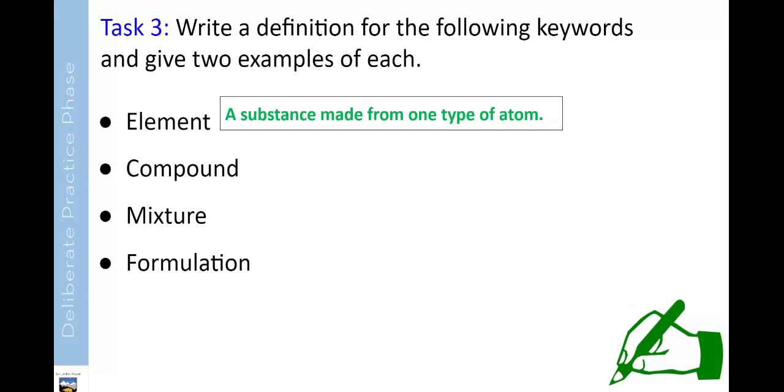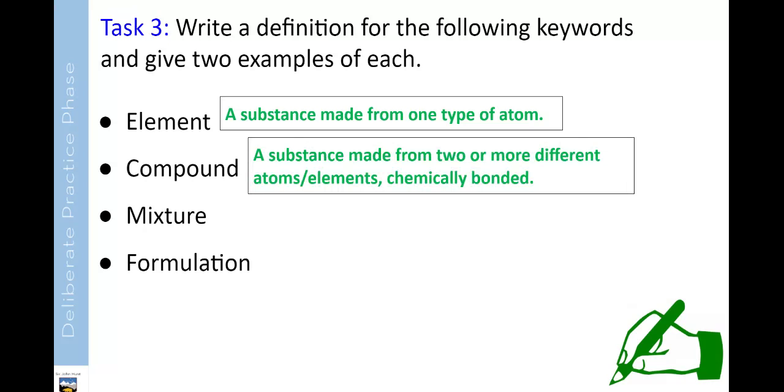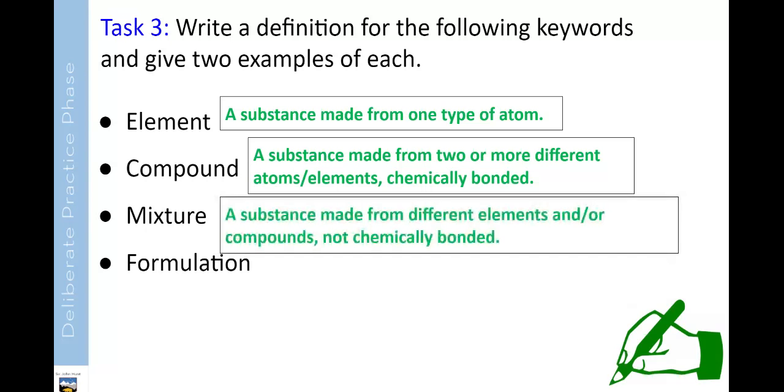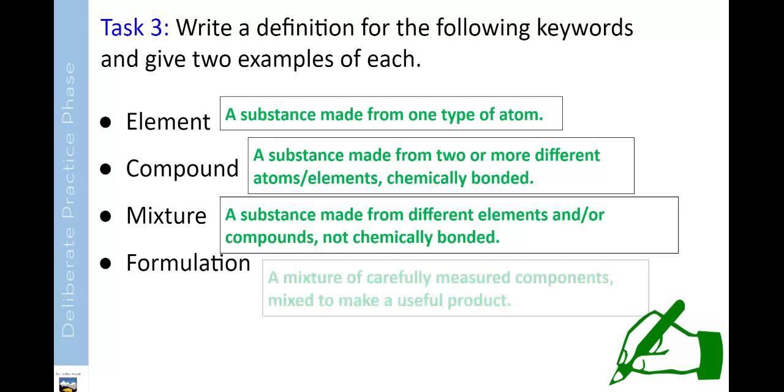So an element, a substance made from one type of atom. Compound, a substance made from two or more different atoms or elements. You can use either word, chemically bonded or chemically joined. Mixture is a substance made from different elements and or compounds that are not chemically bonded. And then a formulation is a mixture of carefully measured components to make a useful product.